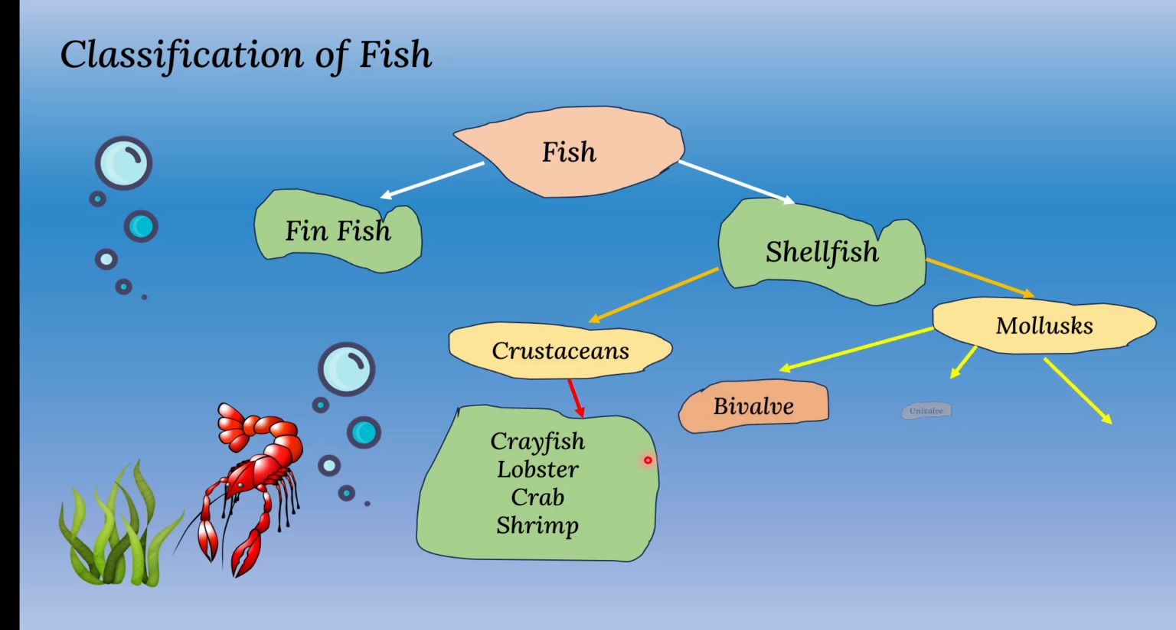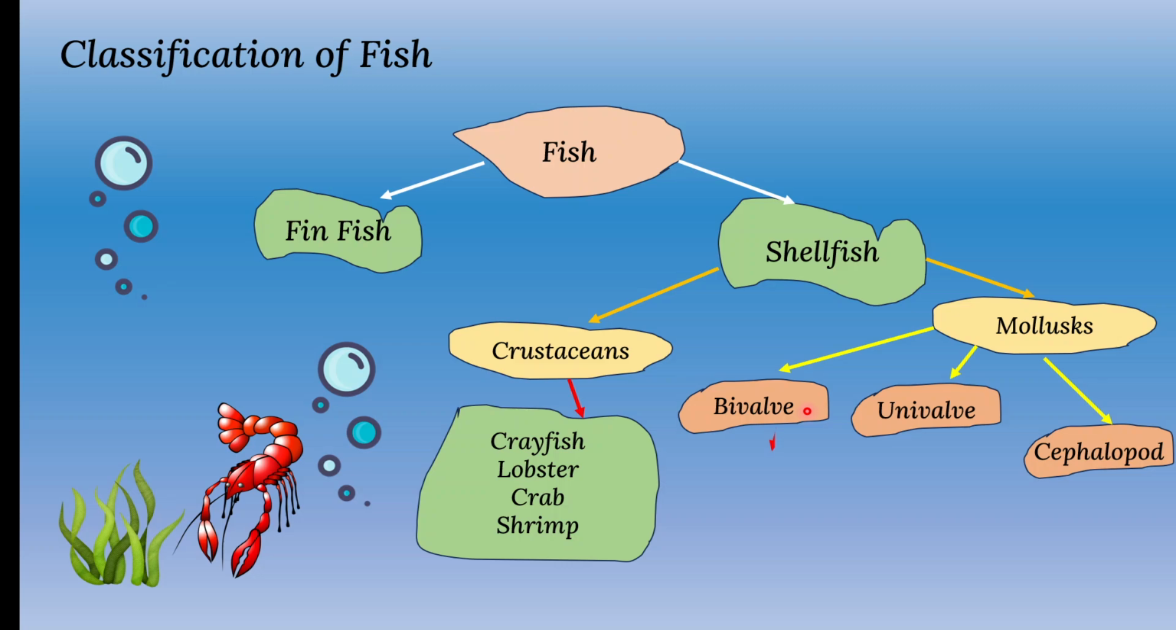Mollusks can be divided into three subcategories. One is bivalve, the other one is univalve, and the third one is cephalopod. Bivalve means they have two shells to cover their body. More than one means two shells, that means bivalve. And univalve means they have a single shell to cover their body. Cephalopod I will mention afterwards.